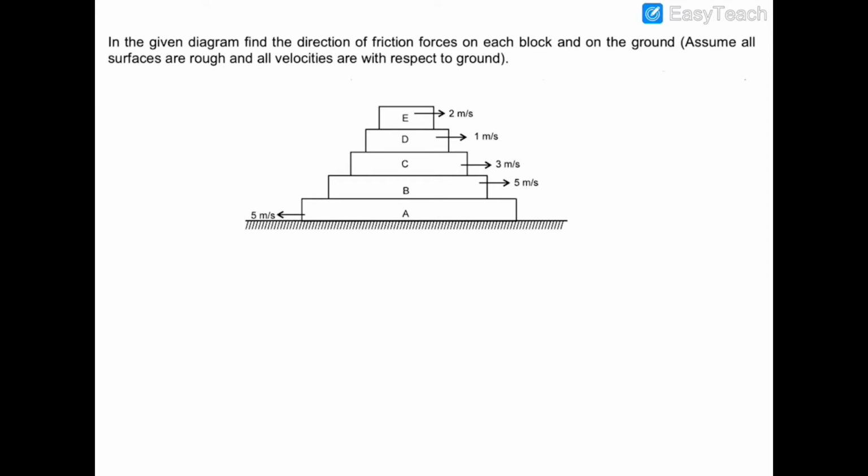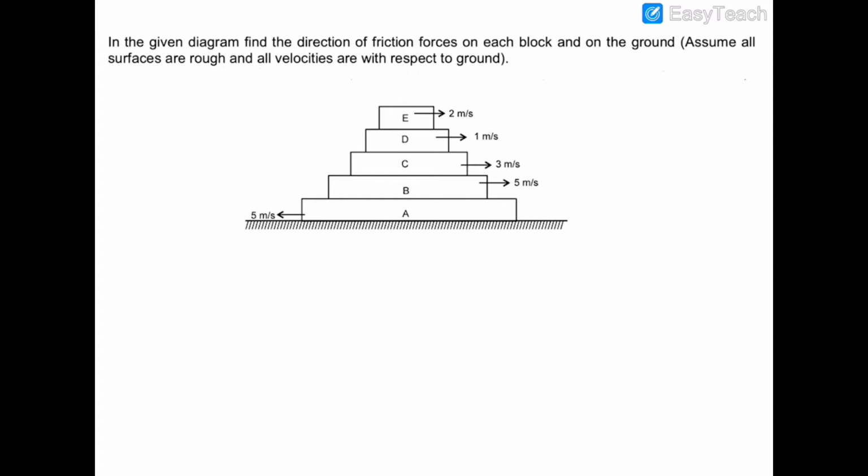In this question, I will illustrate the method of finding out the direction of friction, and I will tell you a very important fact about the direction of friction. Starting from that fact, the direction of friction always depends on the relative velocity. So if the relative velocity is in the forward direction, then the direction of friction will be towards the backward direction. So direction of friction always opposes the relative velocity direction.